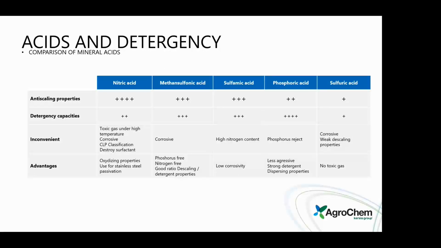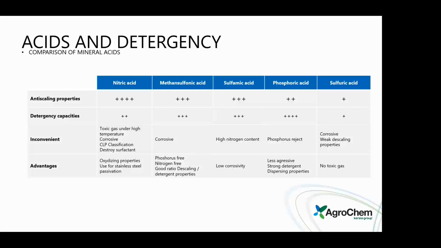So a breakdown here of the acids and what's the best properties of each of those. Anti-descaling properties, detergency capacities, the difficulties or problems that can come from them, as well as the advantages. Nitric, methylsulfonic, sulfamic, phosphoric, and sulfuric acid being the most common ones that are used, and showing each of these here. So you can see nitric definitely working as one of the best for the anti-scaling. Phosphoric does a little bit of a job there, sulfuric being the least.